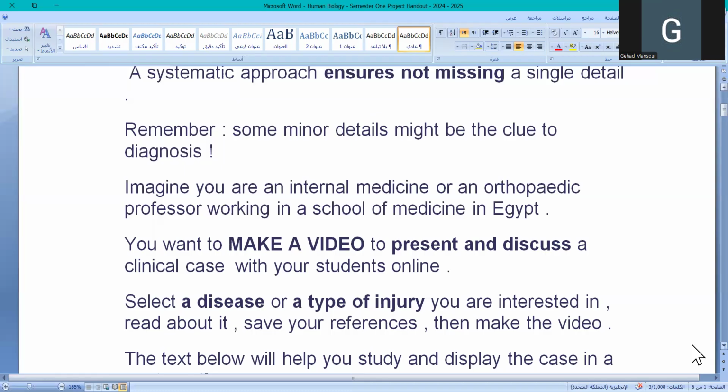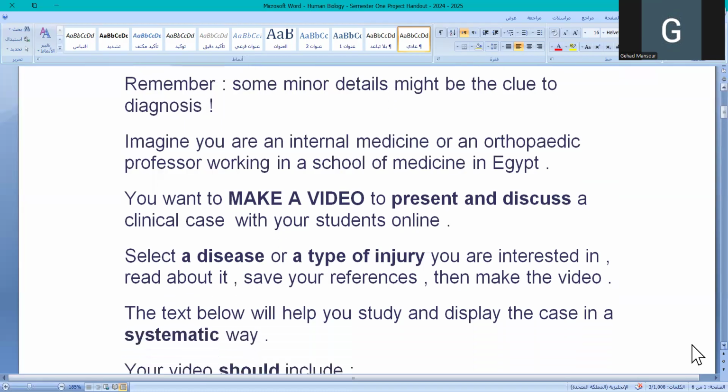Another important thing is that you can also choose between saying at the beginning what condition you're going to discuss, or leaving the diagnosis to the end for a discussion between you and your students or your colleagues.